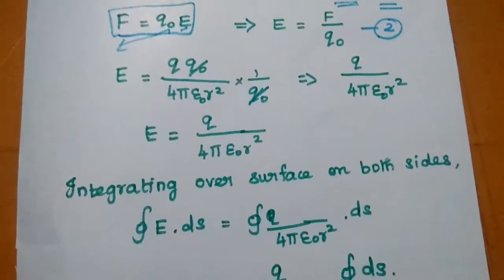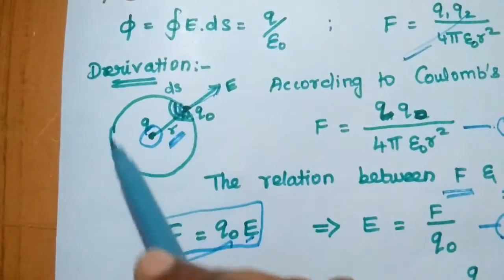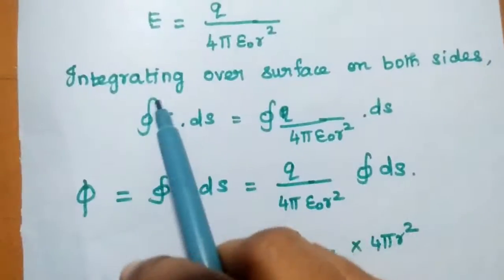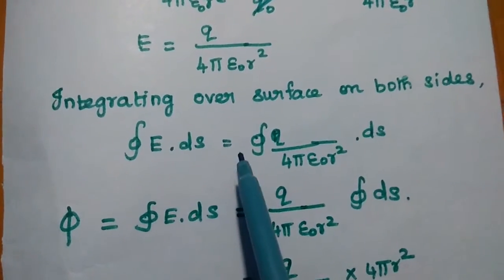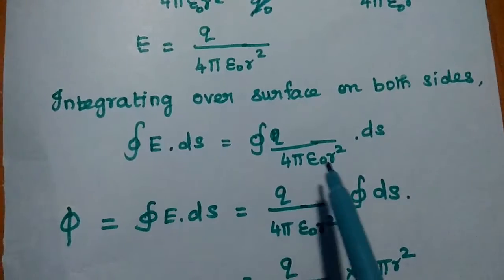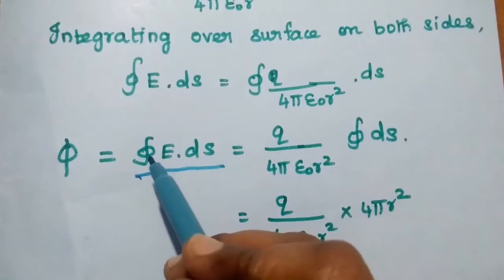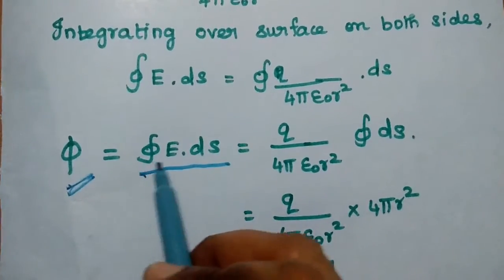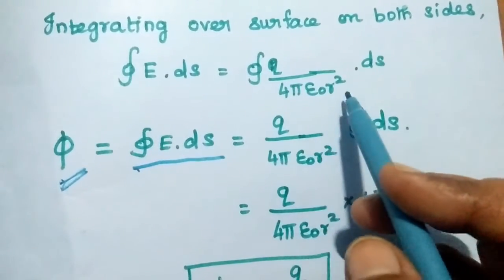Now, I am going to integrate over the surface on both sides, because we have considered only a smaller area, and now I want the electric field intensity for the whole area. So, the surface integral of E dot ds is equal to the surface integral of Q by 4 pi epsilon naught r squared into ds. We know that the surface integral of electric field intensity is electric flux. Phi is equal to the surface integral of E dot ds, which is equal to the surface integral of Q by 4 pi epsilon naught r squared into ds.